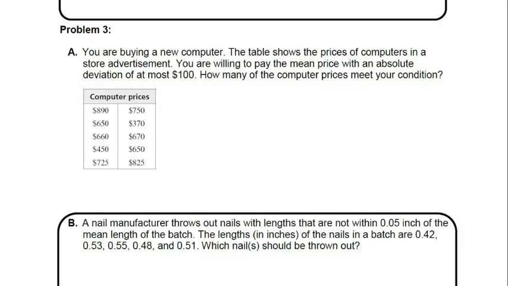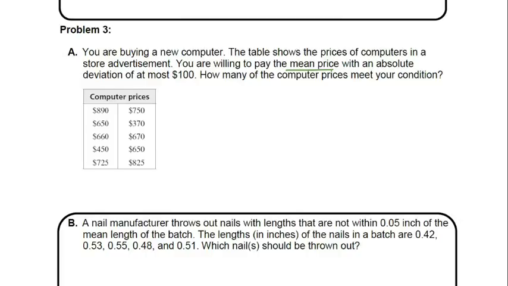Right? You are willing to pay the average price, the mean price, with an absolute deviation of at most $100. How many of the computer prices meet your condition? Well, first of all, we need to know the mean price. If you remember, that's just a fancy way of saying average. Alright, so add them all up.